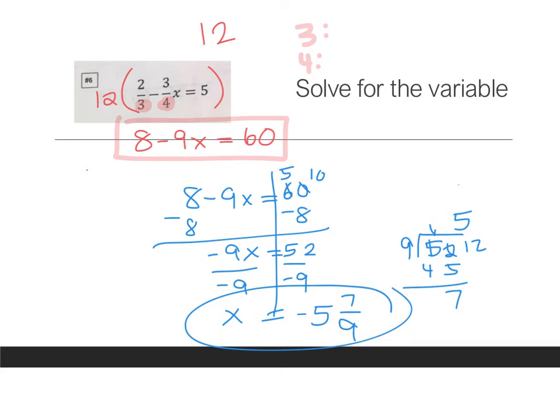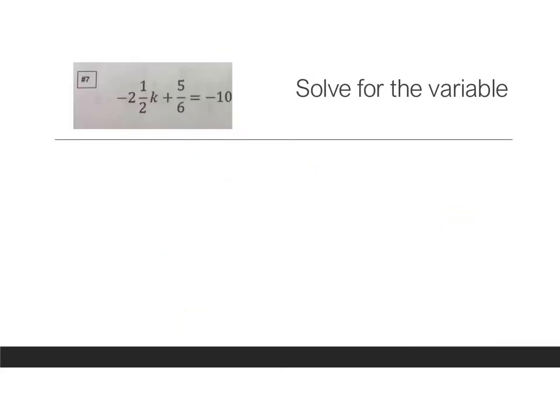All right, let's take a look at the next one. All right, this one here, we are definitely going to clear fractions and make this look a lot nicer. So remember, we're going to look at our two denominators here. I've got a 2 and I've got a 6. So what would be my least common denominator? That magical number would be 6, right? I can make 2 a 6, and then we already have a 6.